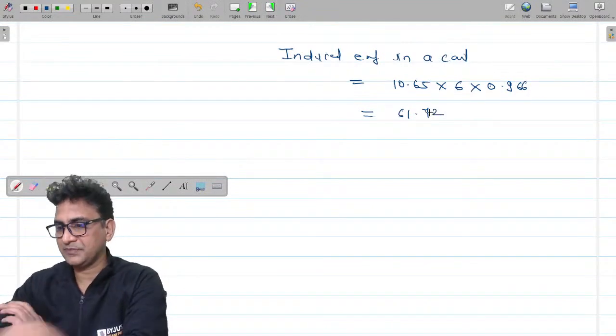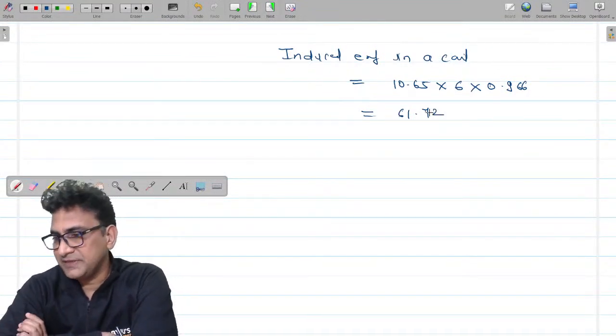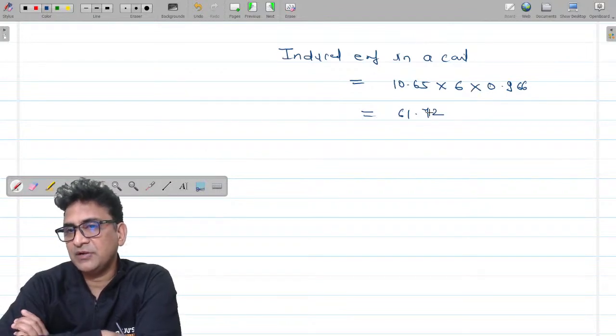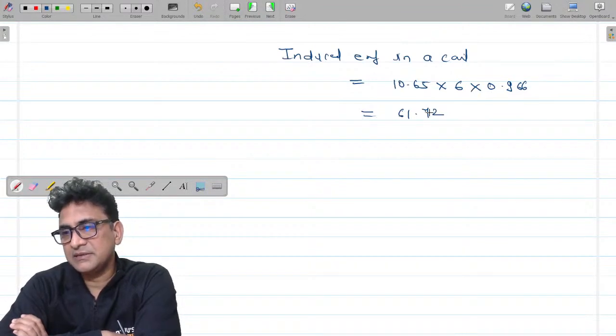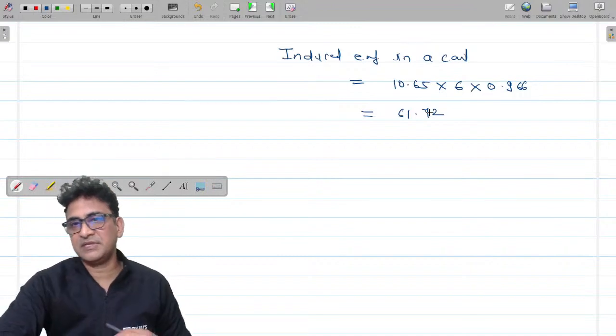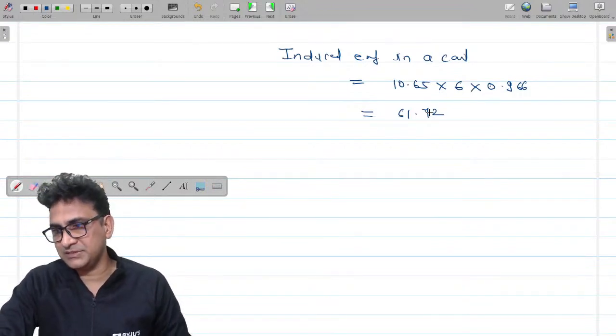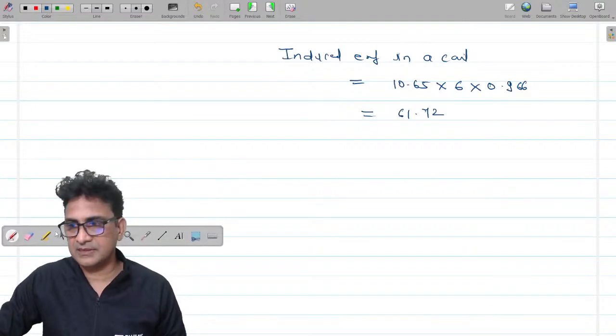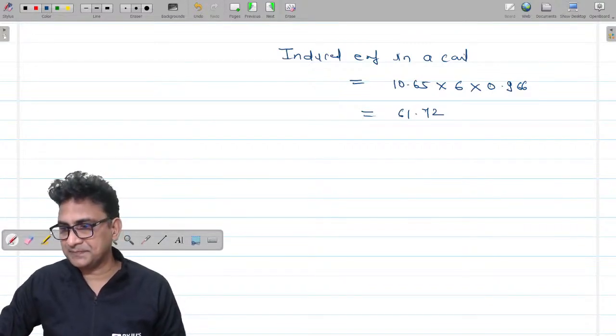Is it clear? How to find out the induced EMF in a coil? Whenever you are going to find out the induced EMF in a coil, always consider the pitch factor, but you don't need to consider the distribution factor, because the coil has nothing to do with the distribution. Clear?